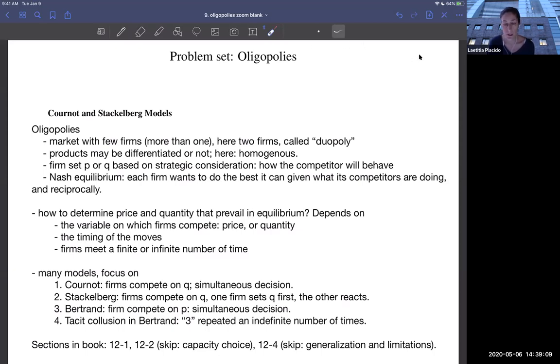In general, all the results we're going to get here can be generalized to markets with many firms, with more than two firms. But for simplicity, we are just going to study the case with two firms. Second point, with oligopolies, products may be differentiated or not. Here I choose to stick with the simplest case in which products are homogeneous. So we are dealing with the same product. The two firms on the market are supplying exactly the same product. All right.